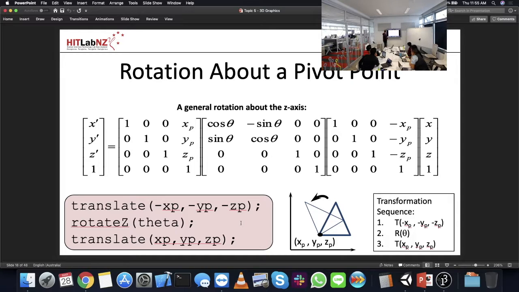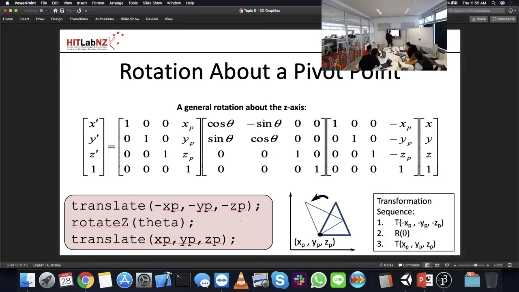Hopefully. So the transformation sequence for doing that is we translate. If the point we want to rotate around is xp, yp, zp, we translate by negative xp, negative yp, negative zp, which in this case will shift this triangle down like that. Then we do our rotation, so rotate around z by theta, which will rotate that way, and then we translate by xp, yp, zp again, which is just going to shift that back to where it came from.